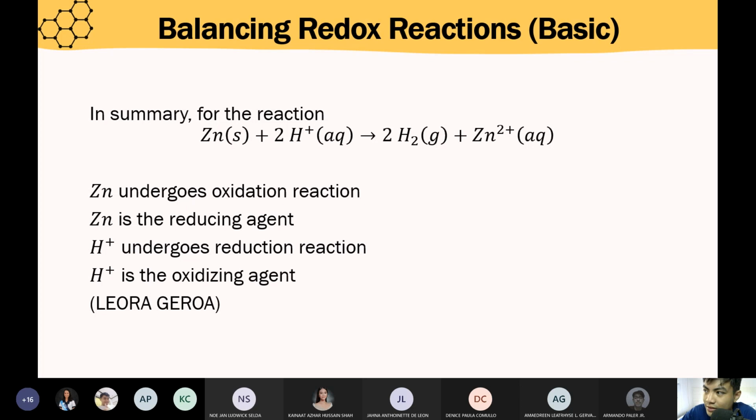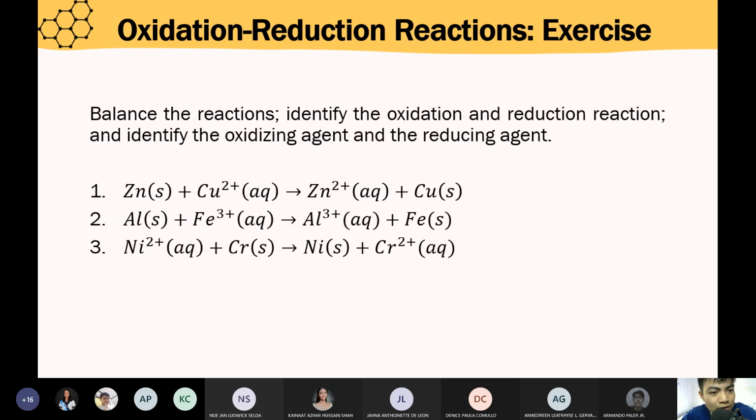So, yun. In summary, nasagot na natin yan. Kung sino nag-undergo ng oxidation, siya yung reducing agent. Sino nag-undergo ng reduction, siya yung oxidizing agent. So, ito, you can answer this, no? I want you to identify na lang kung sino yung reduction reaction, oxidation reaction, sino yung oxidizing agent, sino yung reducing agent. Okay? Kayo na bahala dyan, but I will proceed with the next exercises.